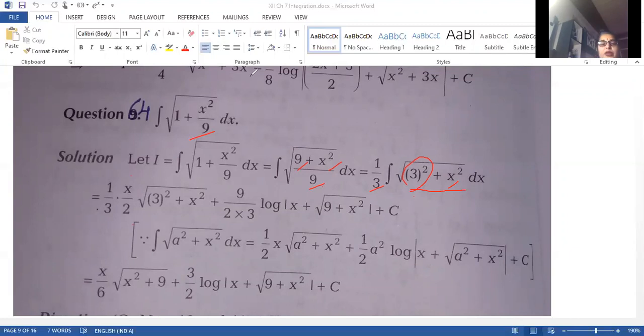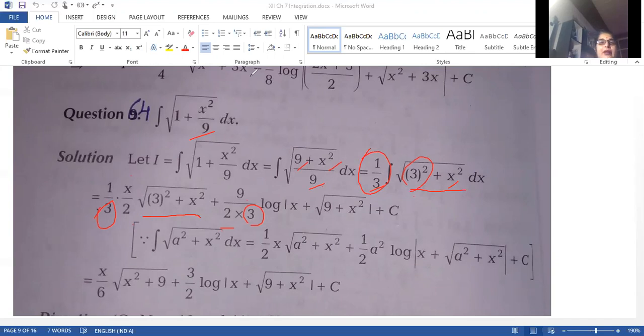So 1 upon 3 as it is, x upon 2 root of x square plus a square, plus a square by 2. What is a square by 2? A square is 9, so 9 by 2, and this 3 common came here also, log of x plus root of x square plus a square. So direct formulas are there. If you know the formulas, basically what mistake students do, they get confused in the formula. So main thing is practice a lot. Practice a lot, then the formulas will be on your tips.